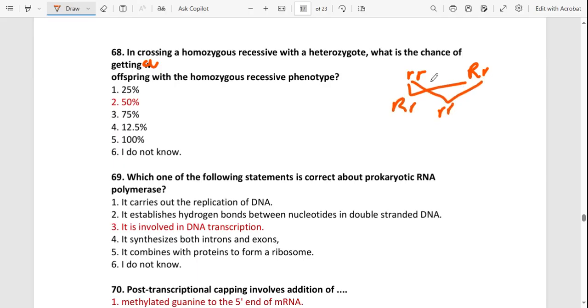This will be small small. Capital small. This will be small small. So what is the chance of getting homozygous recessive? You can see this is half, right? 50%.